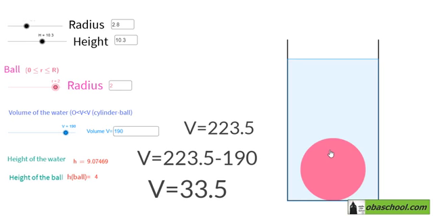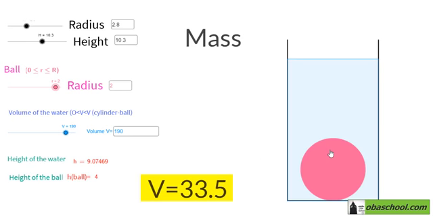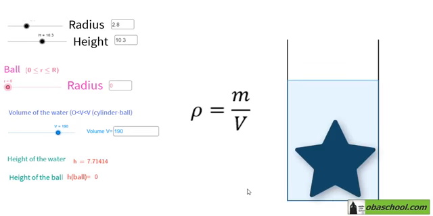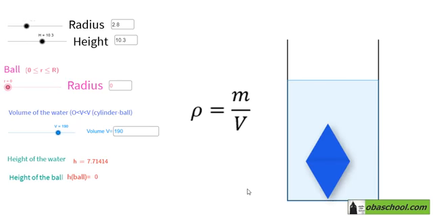Now we have the mass and we have the volume, then we can find the density by using the equation mass divided by volume. By this method, we can determine the density of any irregular solid, being a star, a rhombus, or any irregular shape. That's it.